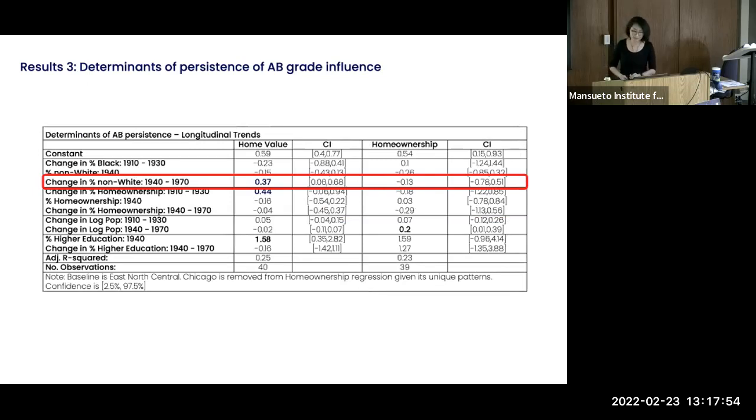This gets a little bit hairy, but I wanted to understand what the drivers of this persistence are. So here I'm regressing those city level persistence statistics against some pre-FHA and during FHA census information. The thing I'll highlight here is that, contrary to what I expected, there is a positive relationship between an increase in the number and percentage of non-white population during this period and the importance of home value, whereas I expected that to be negative.